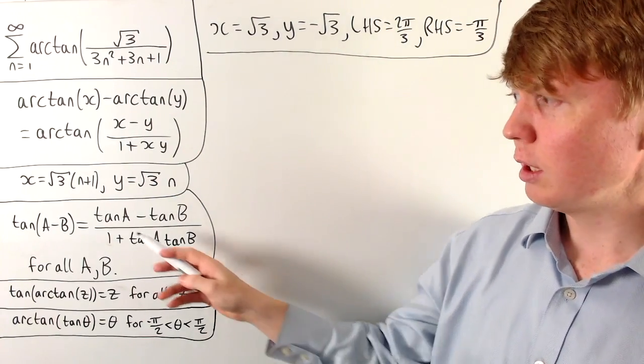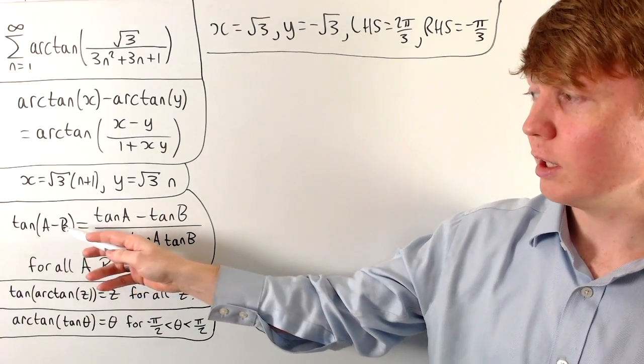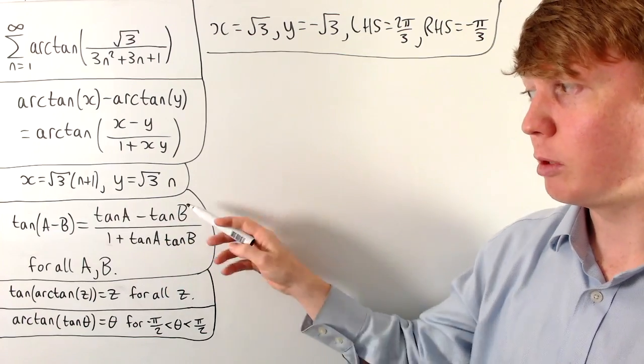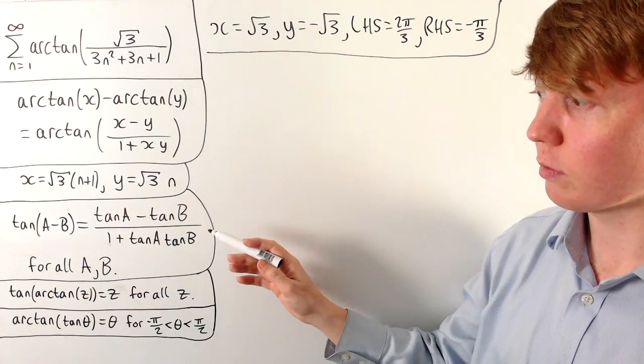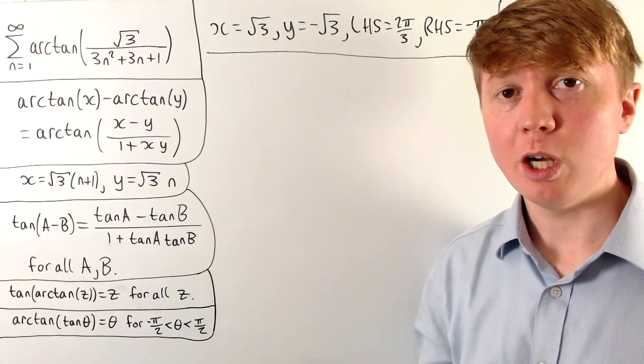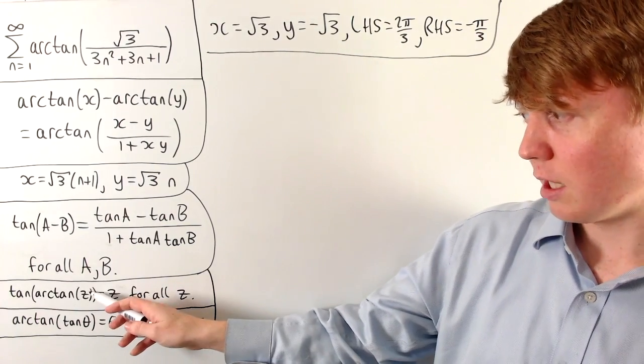So first of all, the angle difference formula. This is valid for any values of a and b, so tan(a minus b) can be written as this fraction. This will be really useful in a moment. And we also need to consider very carefully what happens if we take a value, let's say z.